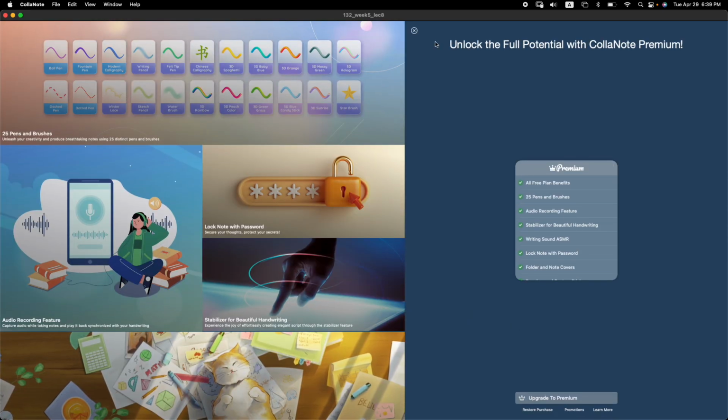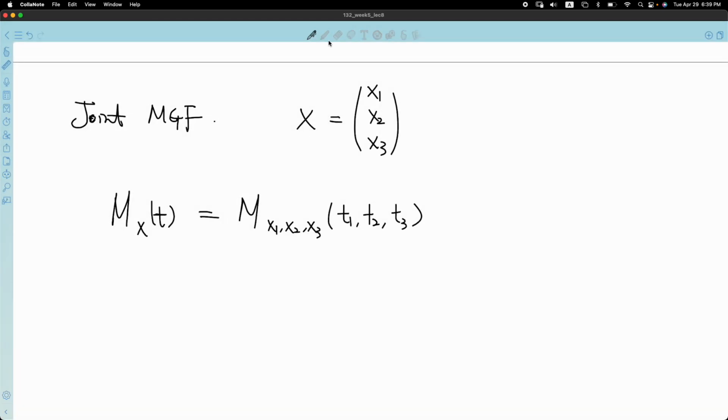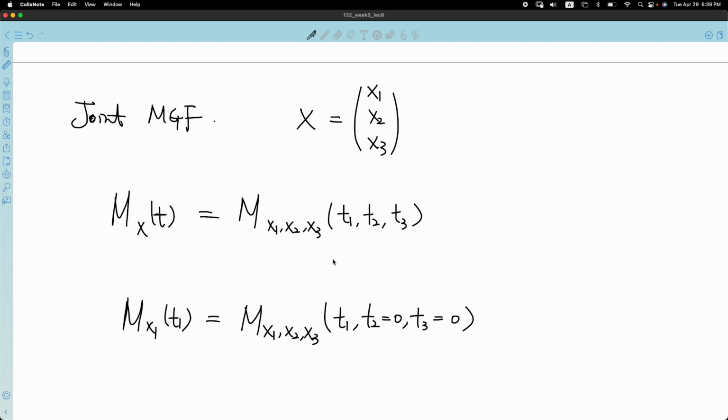Now one property regarding the moment generating function for the multivariate case is that if you want to get the moment generating function for x1, t1, this is equal to the moment generating function for the multivariate case at t1, but setting t2 equal to 0 and t3 equal to 0. You will get the marginal moment generating function for that single random variable. Let me repeat.